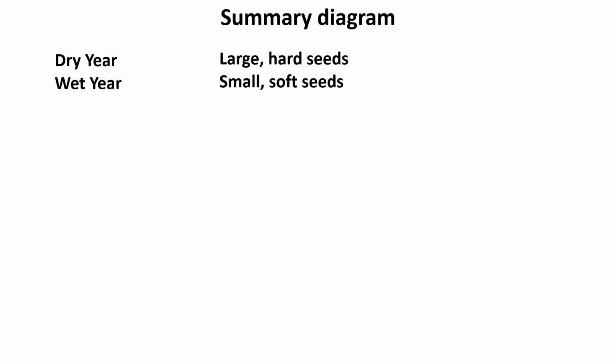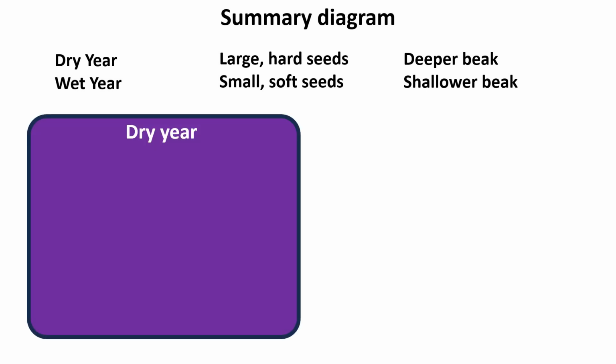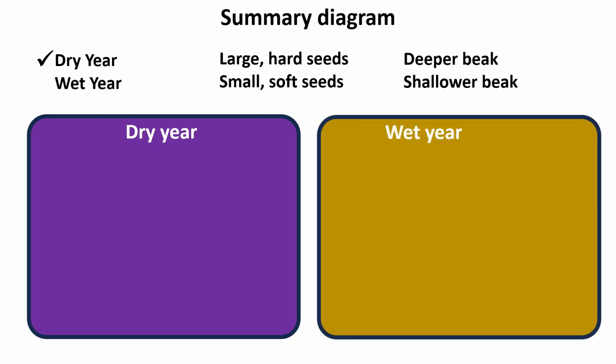We'll write the 6 items here: dry year, wet year, large hard seeds, small soft seeds, deeper beak, and shallower beak. We'll use groups and subgroups to summarize how these 6 items are related to each other. We'll draw a big box for the dry year, then make a check next to it, since we're done drawing that item. Next, we draw a big box for the wet year, and then make a check next to it, since we're done drawing that item.